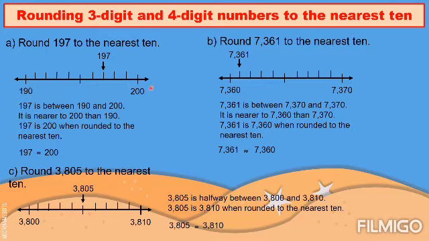But class, we will now try to apply the one that I taught you earlier, the round up and round down numbers. Since the target is the nearest 10, we have here the 9 in the 10s place, and the digit to check is 7. 7 is a round up number.